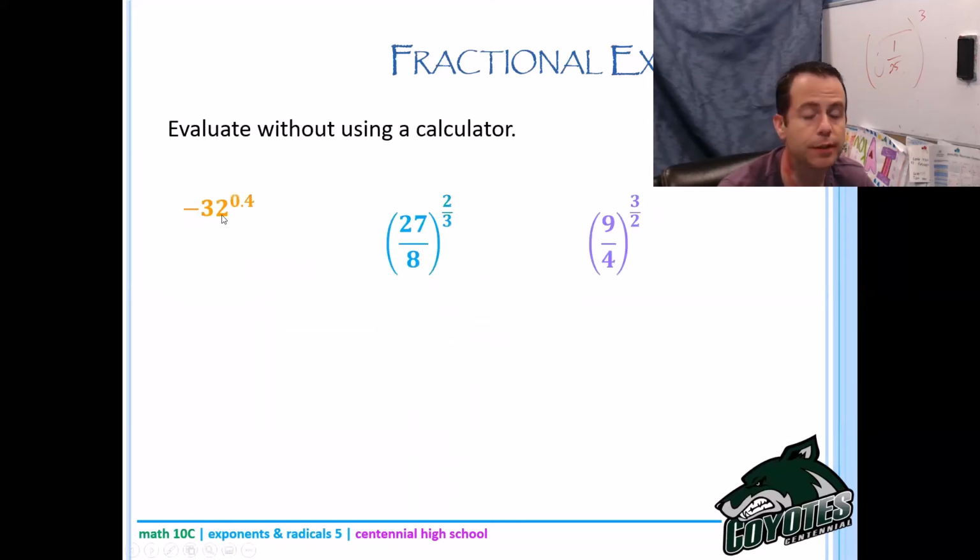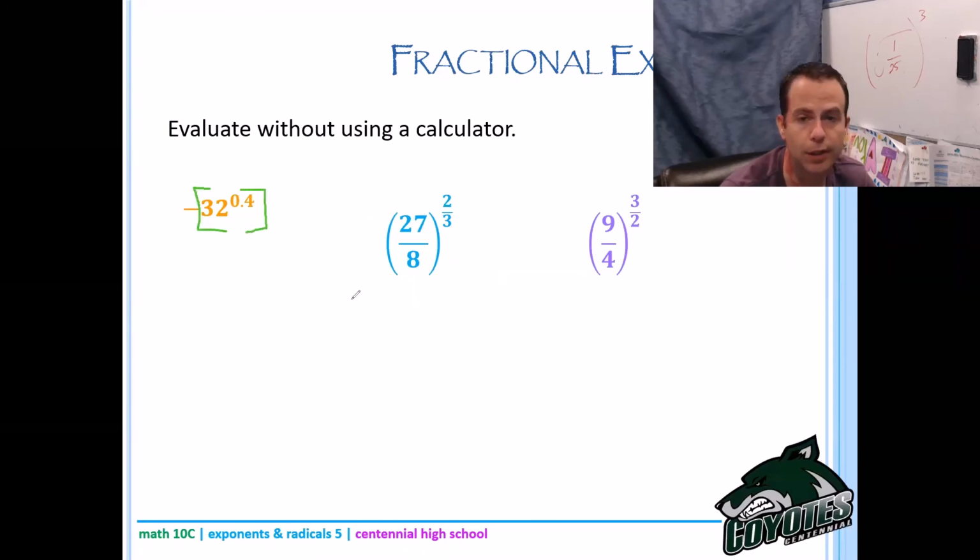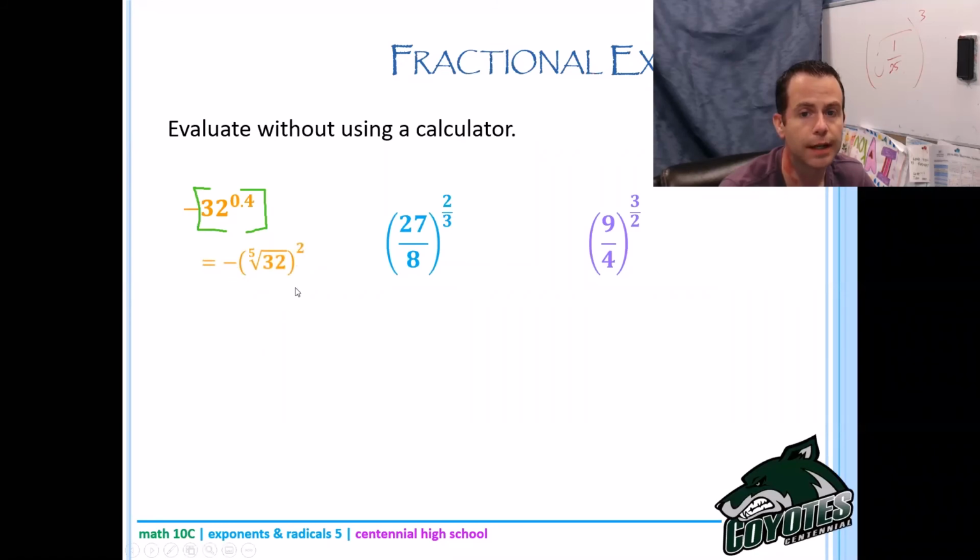Negative 32 to the 0.4. Now this is still to the 4 over 10, which would reduce to 2 over 5, very similar to the last question we did. The difference here, though, is the negative is not part of this conversation right now. Remember that an exponent only applies to what's directly in front of it. So what you need to see there is more like this. That negative is just on the outside, and I'll apply the negative later at the very end. Okay, so it's going to look like this, and then the fifth root of 32 is 2, and 2 squared is 4, but then overall this time my answer is going to be negative 4.